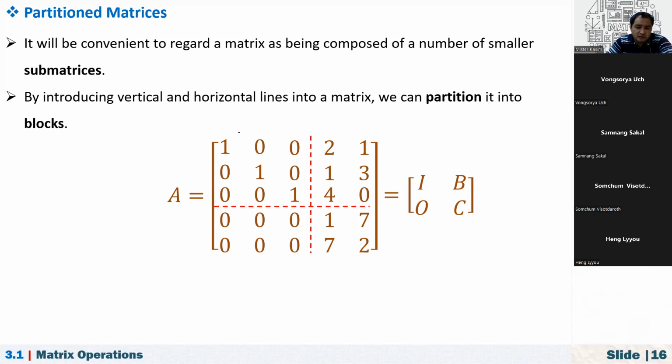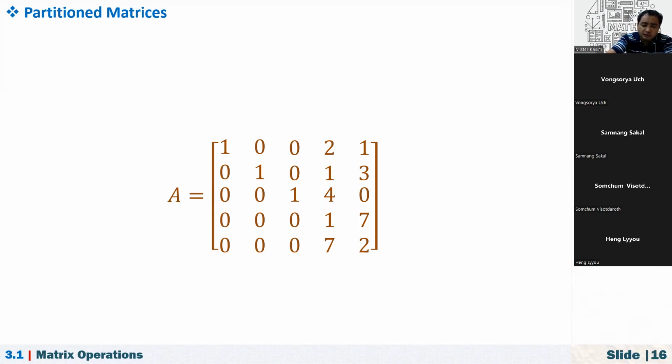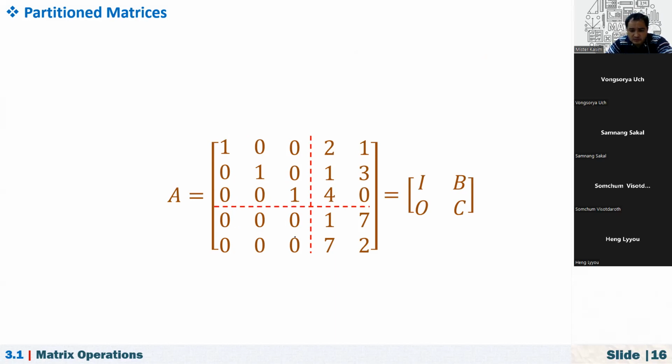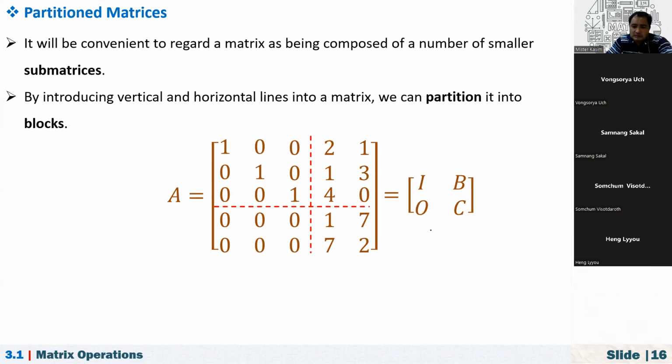By introducing vertical and horizontal lines into a matrix, we can partition it into blocks. Let's see here, if we are given this big matrix and I introduce two lines, at the top we have 1 0 0, 0 1 0, 0 0 1, which is our identity matrix. At the bottom, 0 0 0 is just a zero matrix, that's why it is O. But this 2 1 1 3 is any arbitrary matrix, 3 by 2, that's B, and at the bottom also C. So simply, we can partition this matrix in this way.